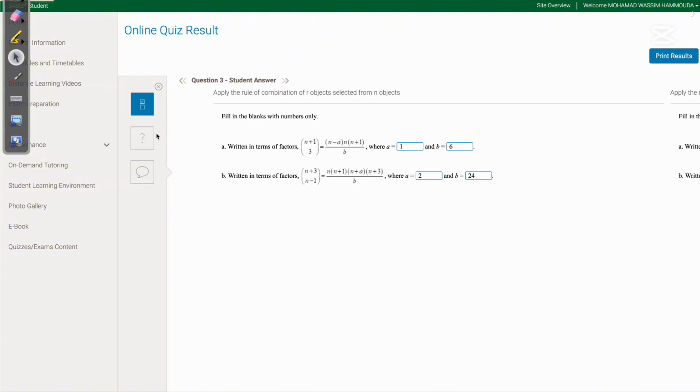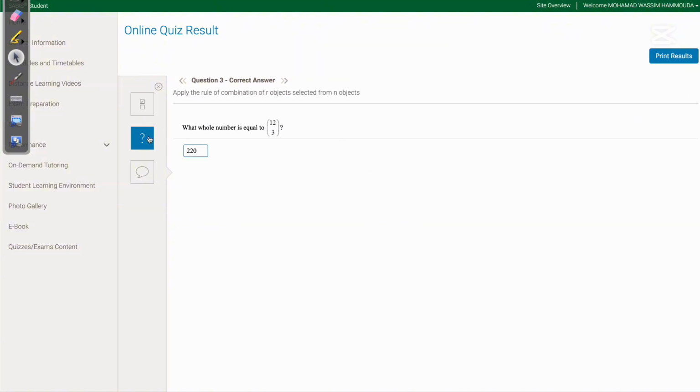Number 3. What whole number is equal to 12C3? This is relatively easy. We only need the calculator. So to get nCr, you're gonna do shift, which is SH, divide. And that will give you the 12C3. So 12C3 will give us 220.